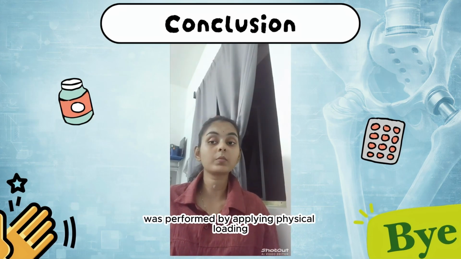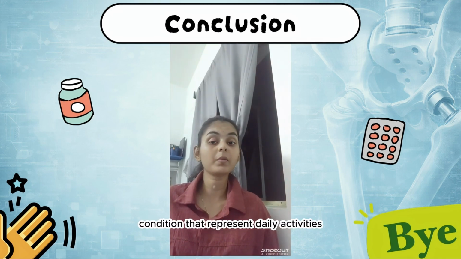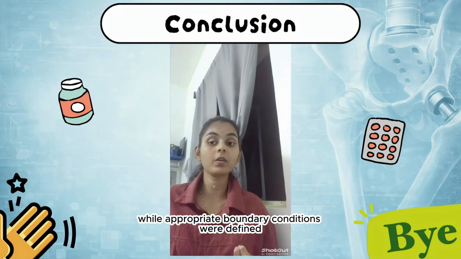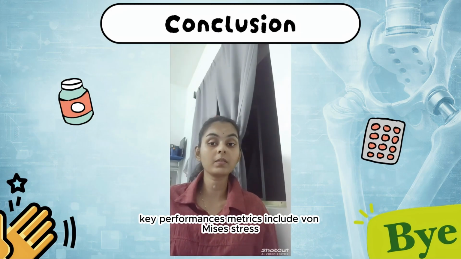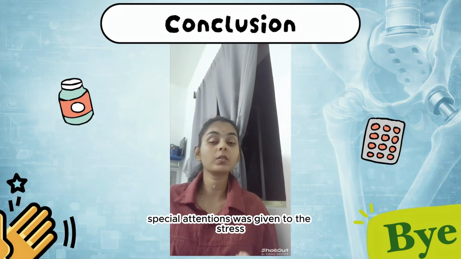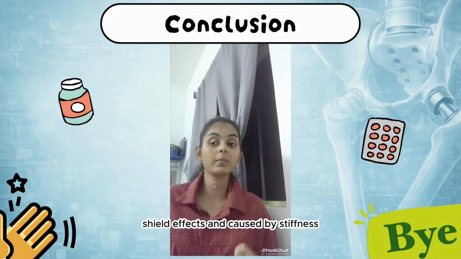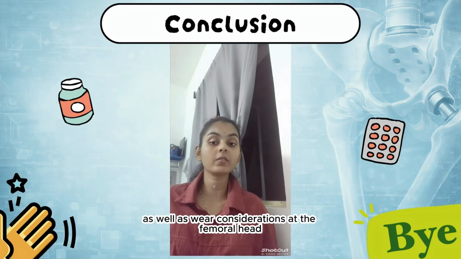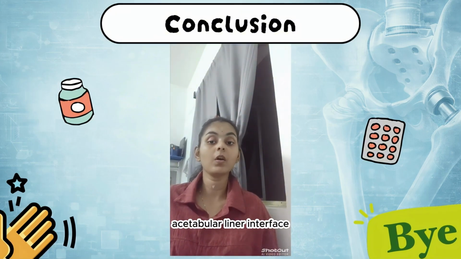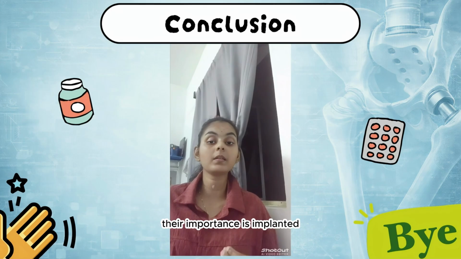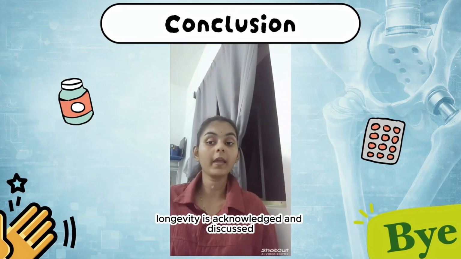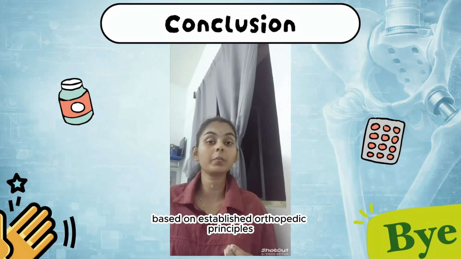Static structural analysis was performed by applying physiological loading conditions that represent daily activities, while appropriate boundary conditions were defined to simulate fixation within the femur. Key performance metrics include von Mises stress, total deformation, and strain distributions. Special attention was given to the stress shielding effects caused by stiffness mismatch between implant and bone, as well as wear considerations at the femoral head and acetabular liner interface. Although fatigue and long-term behavior were not fully simulated, their importance to implant longevity is acknowledged and discussed based on established orthopedic principles.